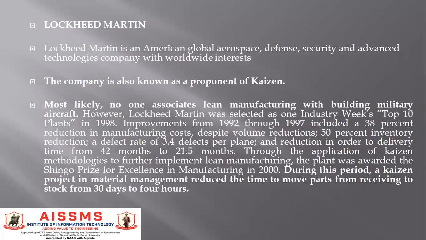Improvements from 92 through 97 included a 38% reduction in manufacturing costs despite volume reductions, 50% inventory reduction, a defect rate of 3.4 defects per plane, and reduction in order to delivery time from 42 months to 21.5 months. Through the application of KAIZEN methodologies to further implement lean manufacturing, the plant was awarded the Shingo Prize for Excellence in Manufacturing in 2000. Since that period, a Kaizen project in material management reduced the time to move parts from receiving to stock from 30 days to 4 months.